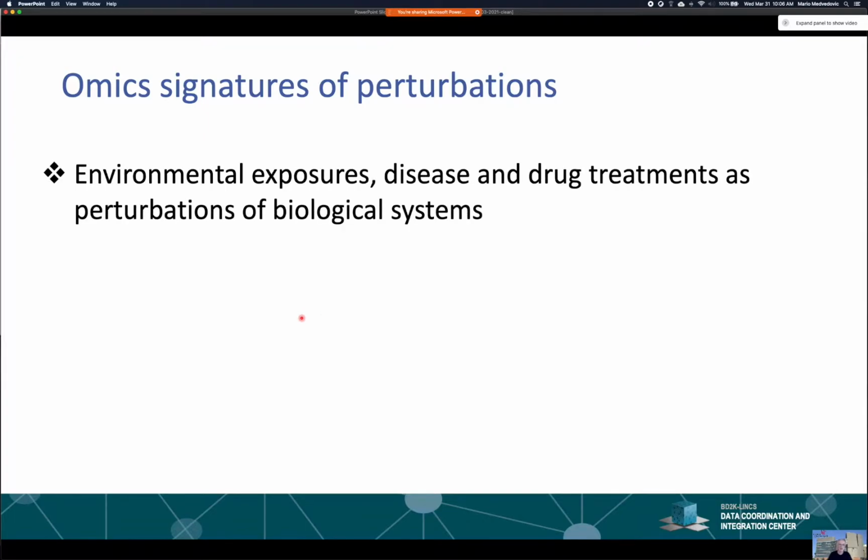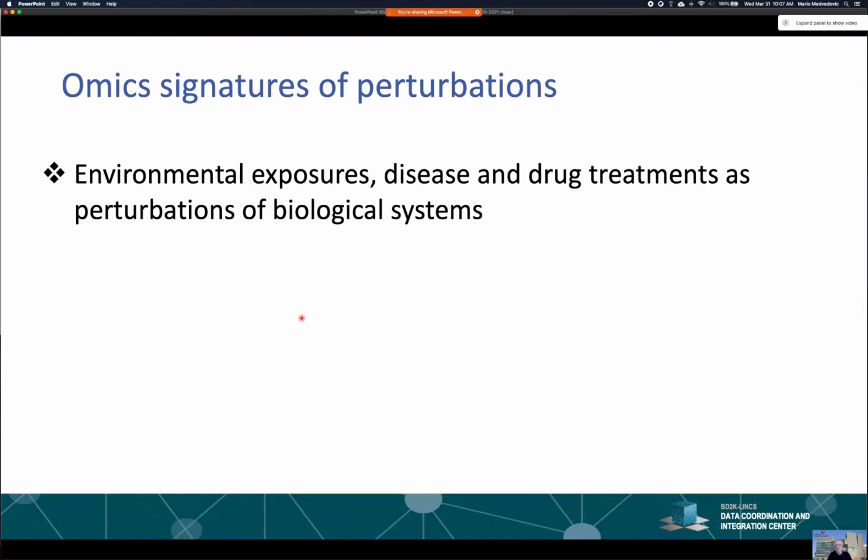I will be talking about signatures of perturbations. And what does this really mean? Well, the perturbation can be anything, right? It can be environmental exposure, disease can be a perturbation, drug treatment can be a perturbation. So any kind of perturbation of a biological system, and then we try to identify a signature that is specific to this particular perturbation. Pretty much 80% of omics experiments fit in this description of perturbation.